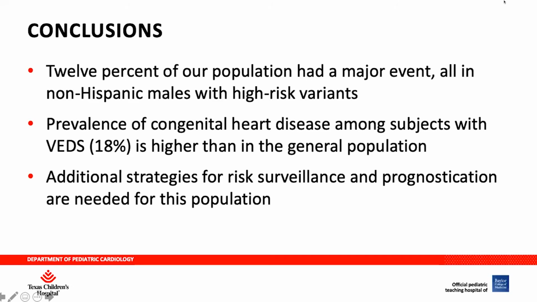So overall conclusions: 12% of our population had a major event, as I mentioned, all in non-Hispanic males with high-risk variants. The prevalence of congenital heart disease among subjects with VEDS appeared to be higher than that of the general population. However, additional strategies are needed for risk surveillance and prognostication for this high-risk population.